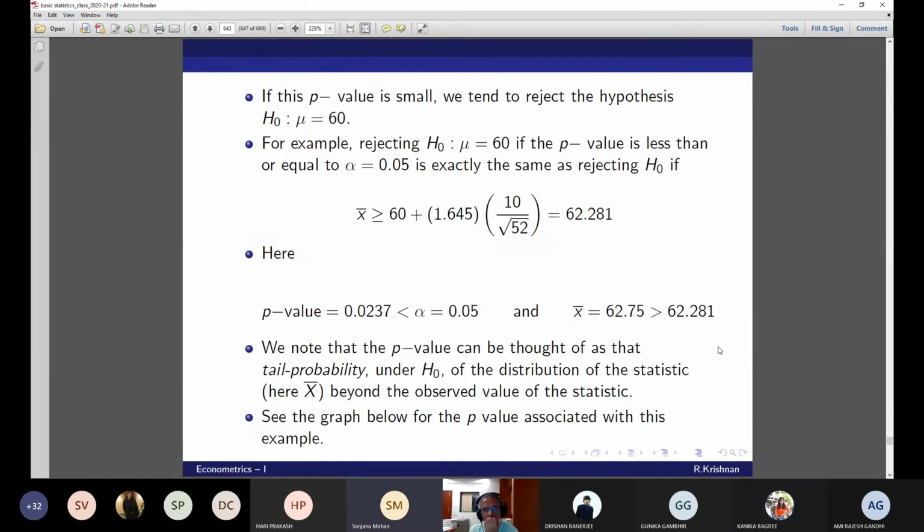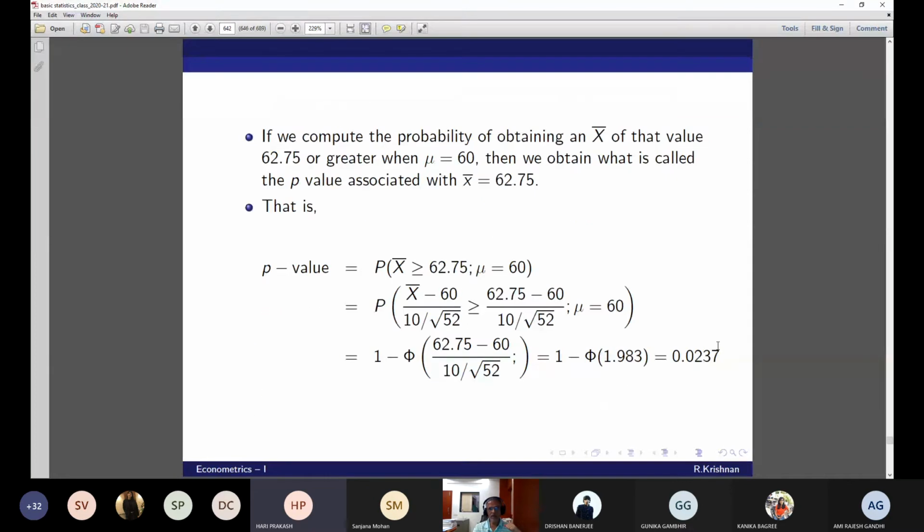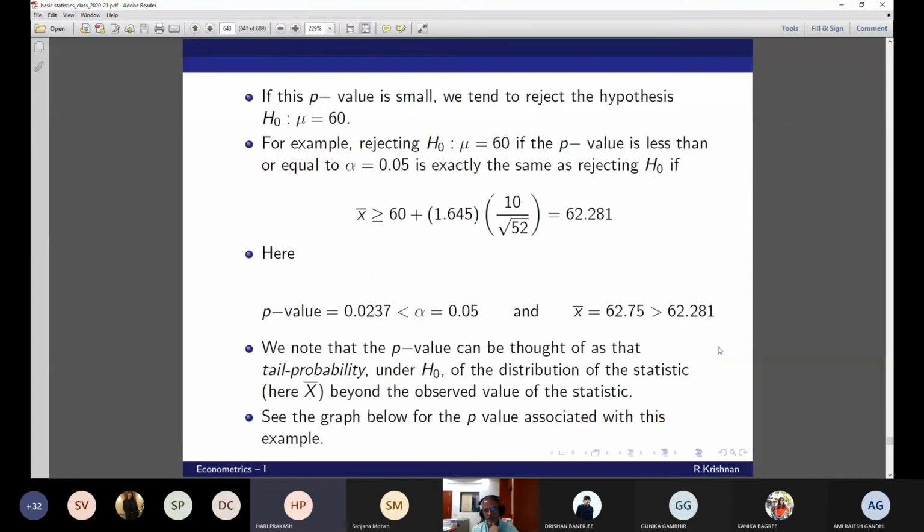So the point up to which we can take the mean to be equal to 60, I think. Read the second bullet point. Initially, with a level of significance of 5%, the x bar was 62.281. This was the critical point. Now with the p-value given, it became 62.75.